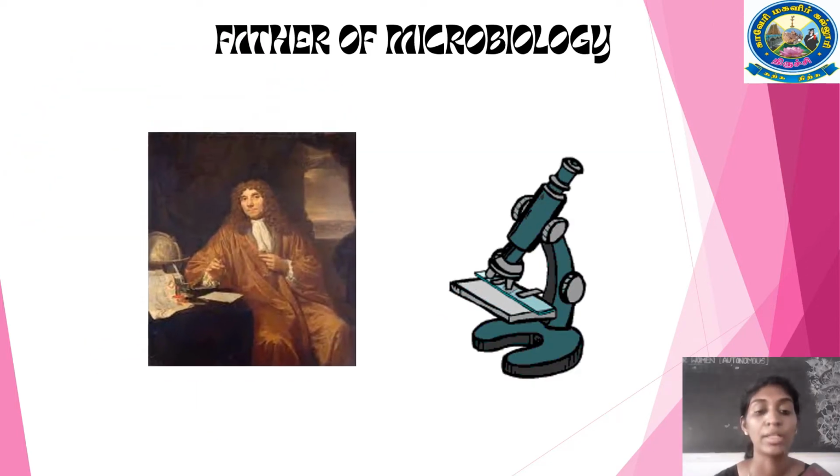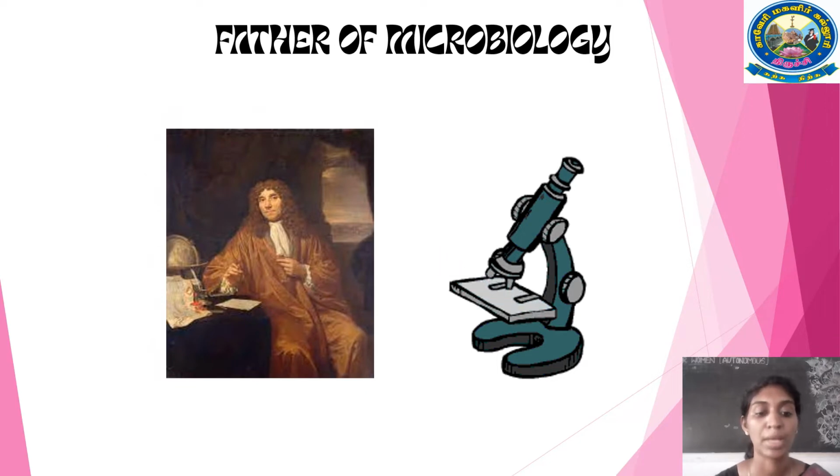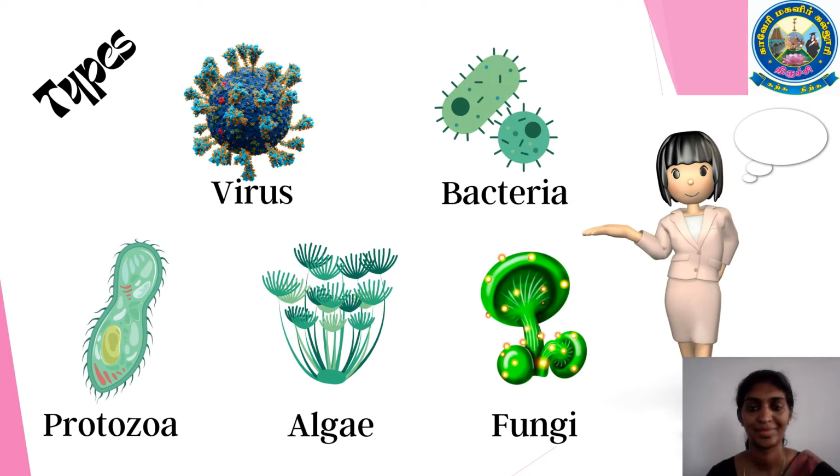Antony Philip van Leeuwenhoek was a Dutch businessman and scientist in the golden age of Dutch science and technology. A largely self-taught man in science, he is commonly known as the father of microbiology and one of the first microscopists in microbiology. Now let us see the types of microbes in detail.